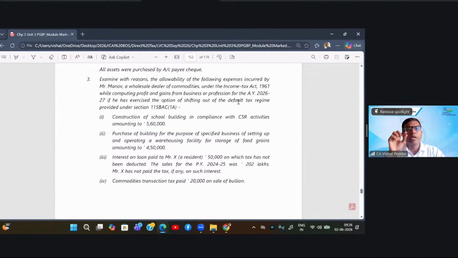Now, when you are given any of these items, like construction of school building, whether this will be allowed or not allowed, for this, the same rule: first check the four golden rules and then check the restriction between 40 to 43B, which we discussed today. And I've uploaded all these notes already.